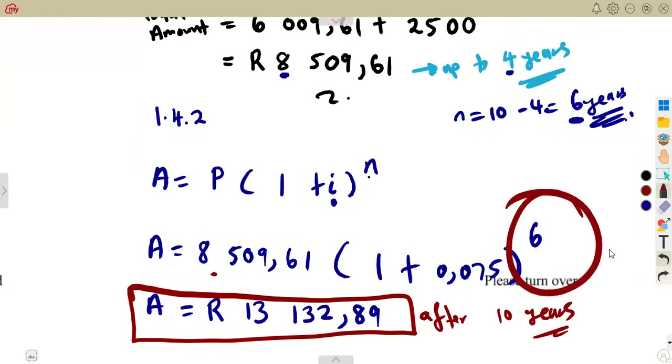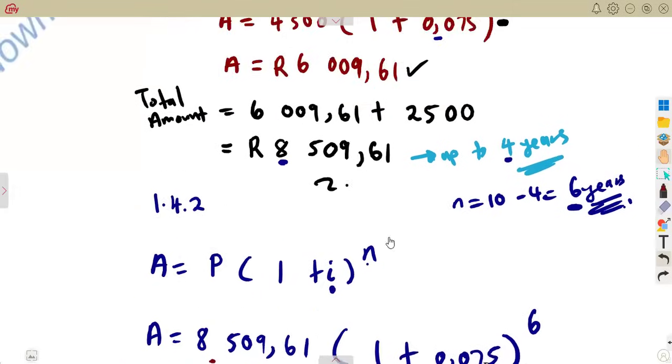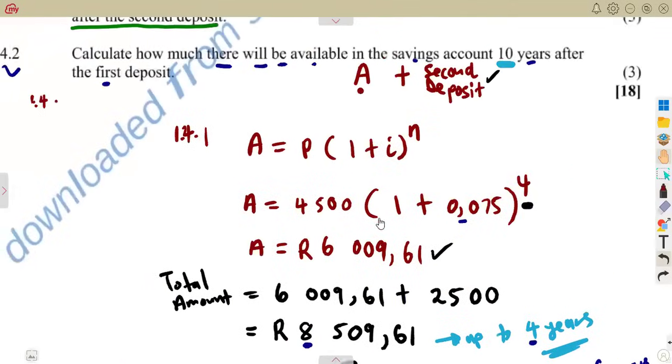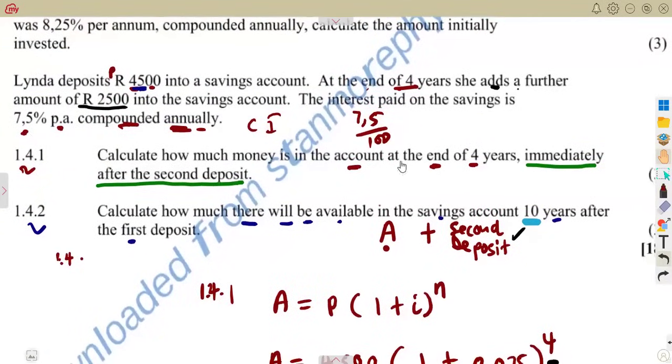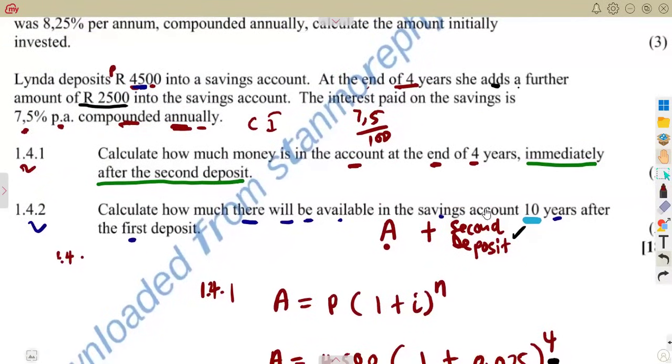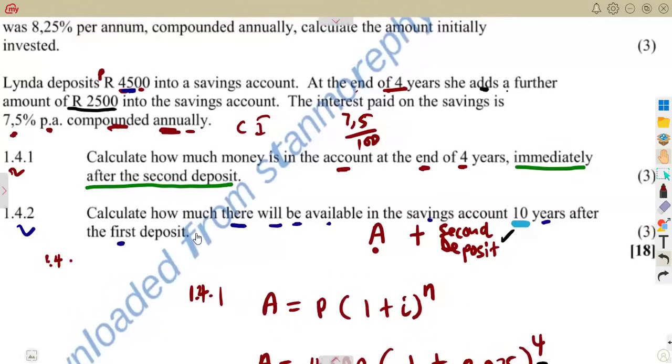Then the remaining 6 years now. So meaning the 4 years and the 6 years together make the 10 years. So you have to be careful when it is like this. Why is it like this? Because there is an additional amount that was added to the what? To the investment. That is why it is like that, because she added a further amount.